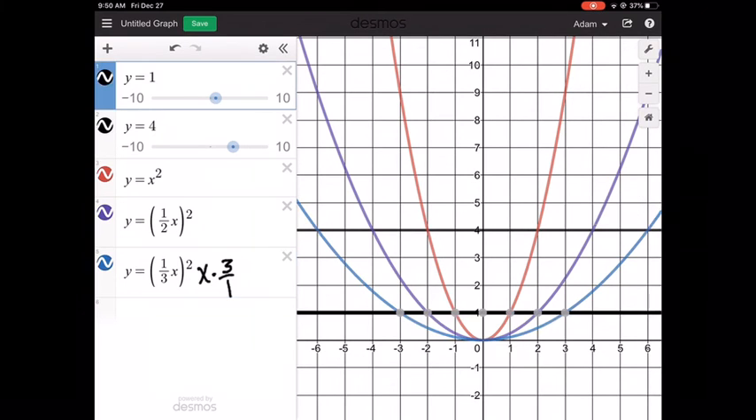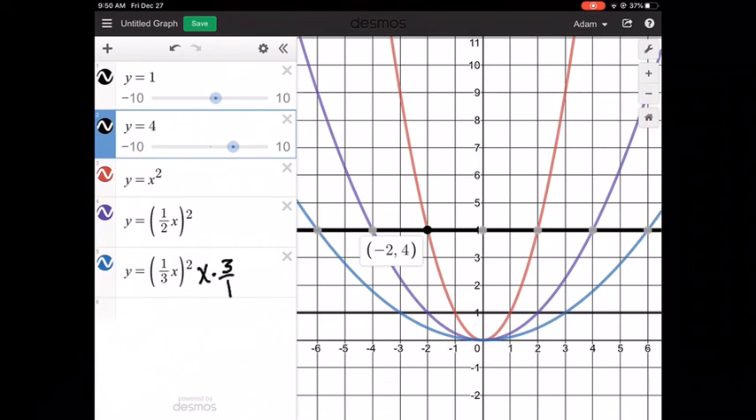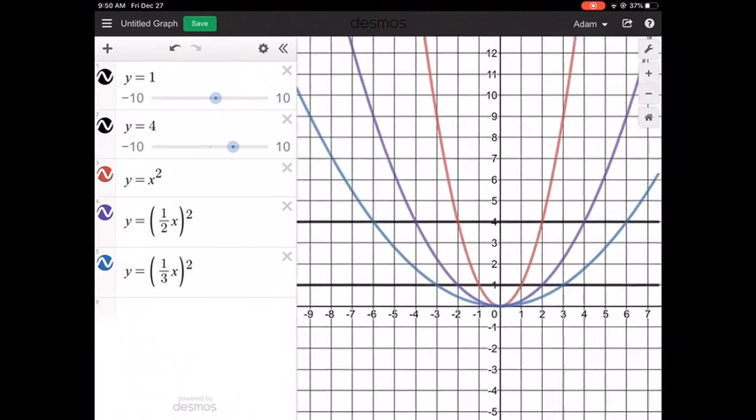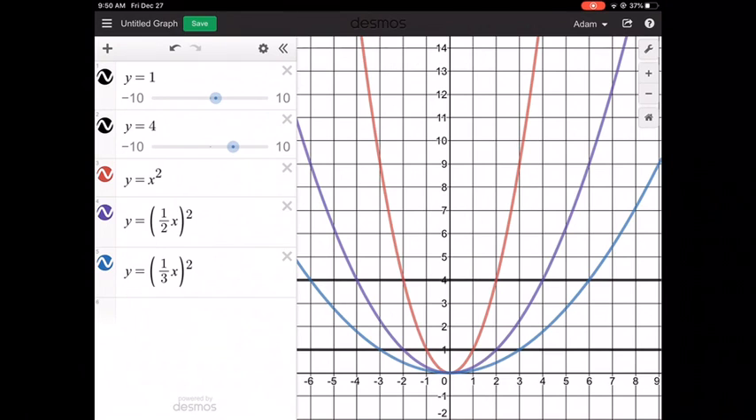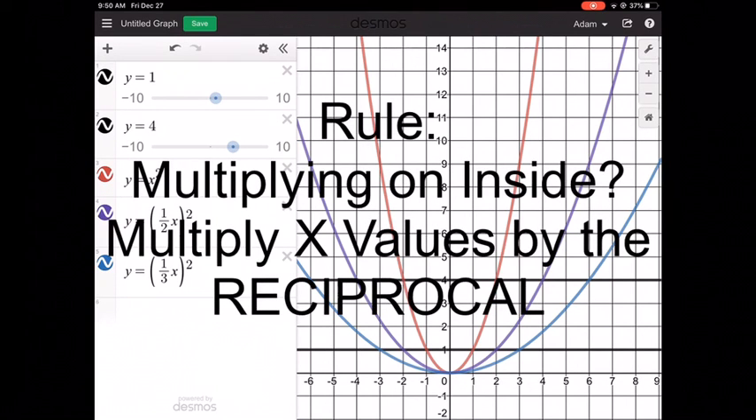If we're looking on the negative side, negative 1 times 3 is negative 3. And negative 2 times 3 is negative 6. So there you have it. That is a horizontal stretch. When you're multiplying on the inside of the function, you multiply your x values by the reciprocal of whatever the fraction is. Have a good one.